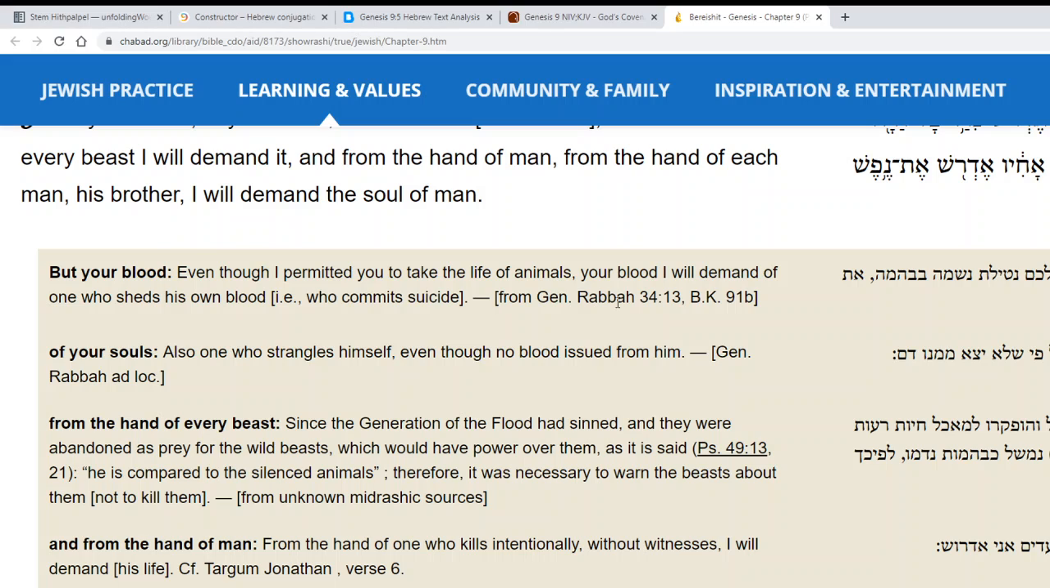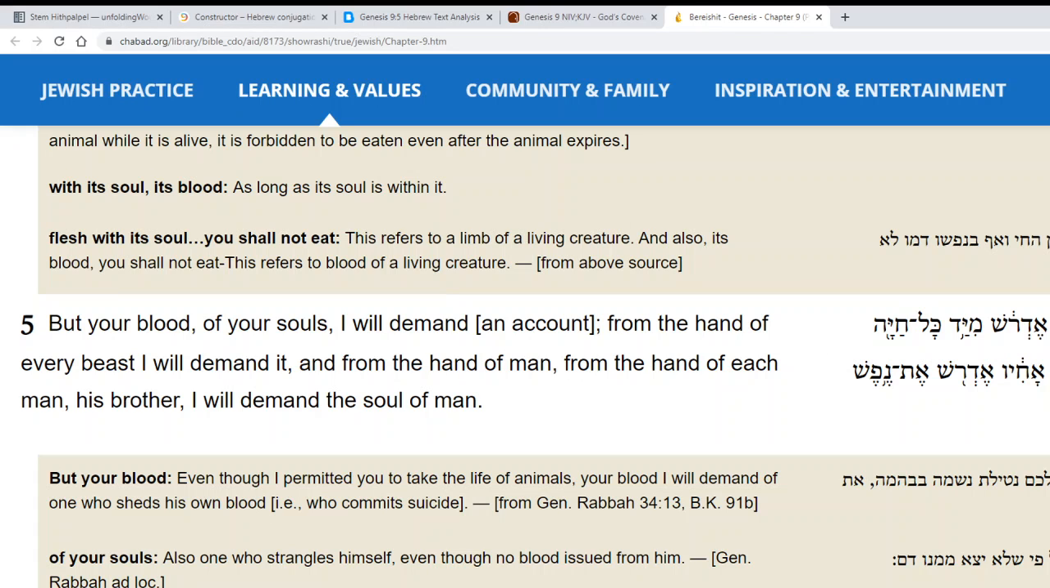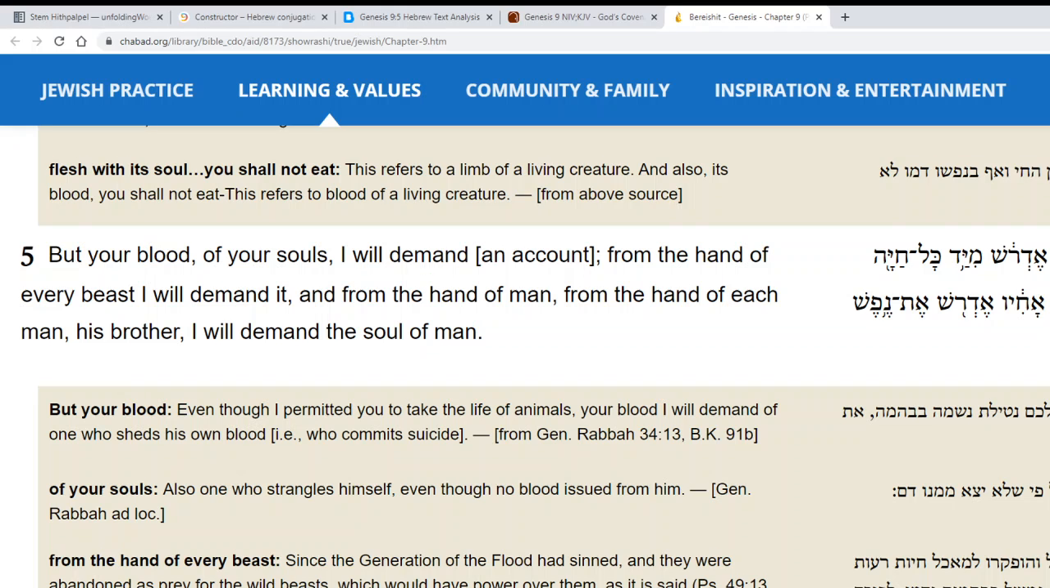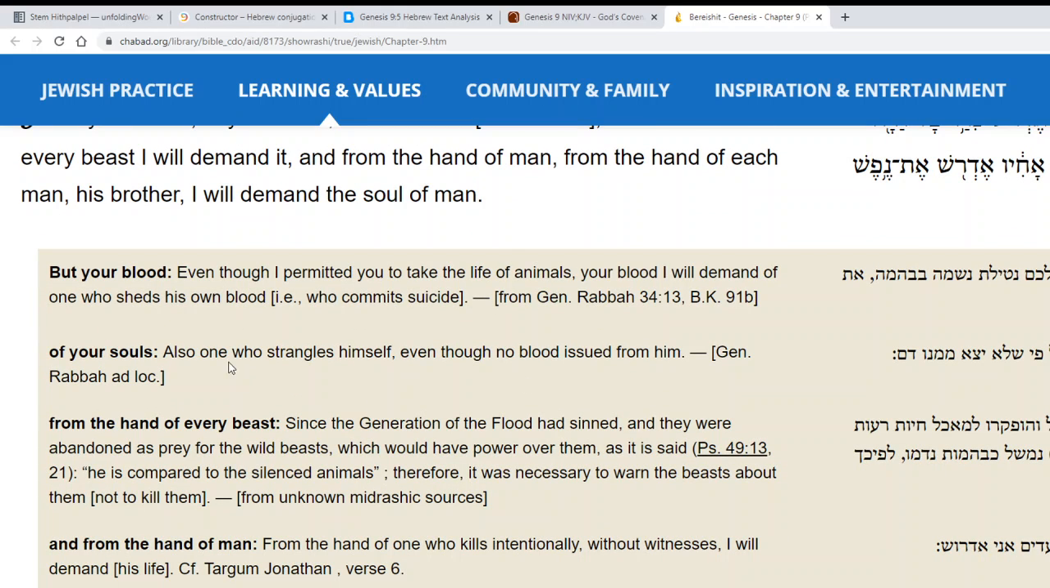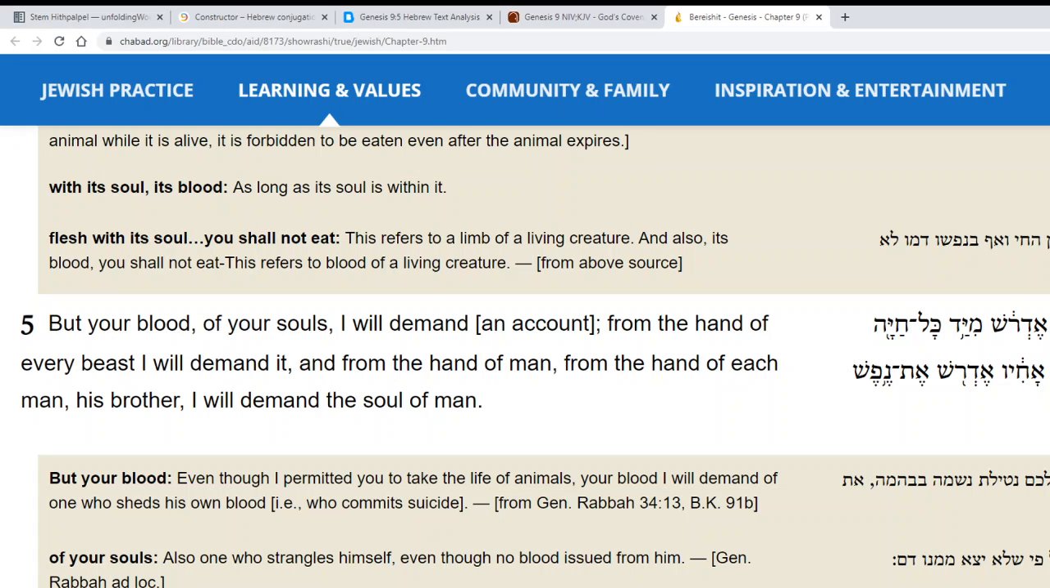But your blood, right? Ve'ach et demchem. Even though I permitted you to take the life of animals, your blood I will demand of one who sheds his own blood, who commits suicide, right? So ve'ach dimchem, right? But your own life. You can kill animals, you can't kill yourself, and your soul of your souls, also one who strangles himself, even though no blood issued from him. Okay, so he's translating nafshotechem. Why dimchem lenafshotechem? Right? Why your blood, your life?